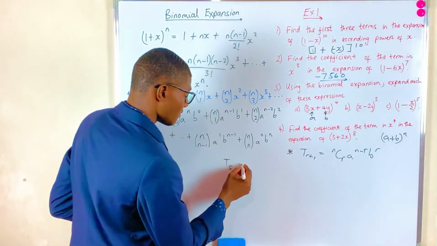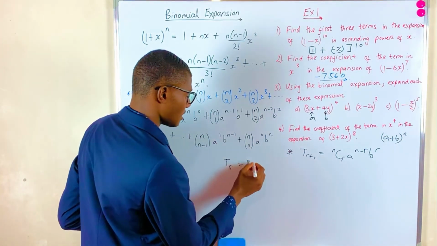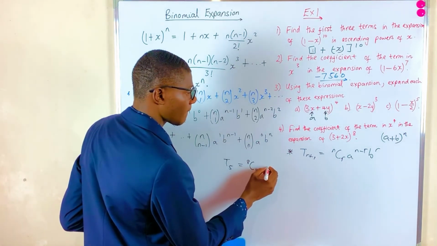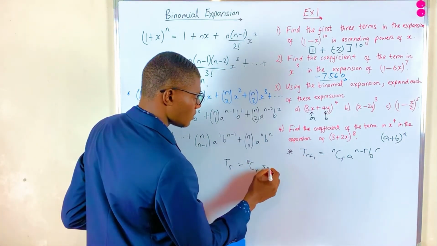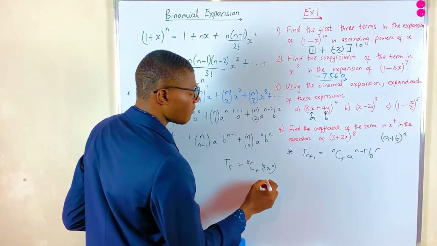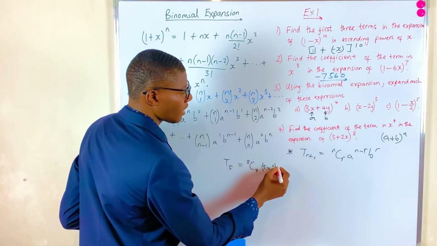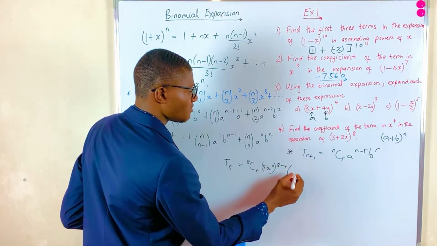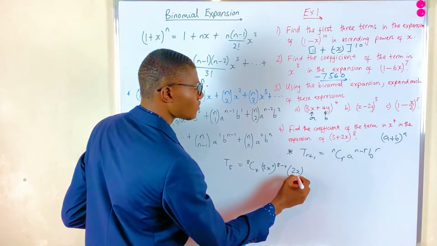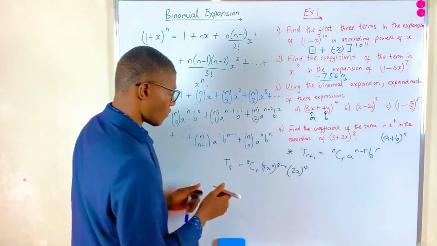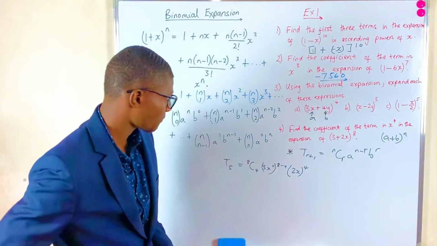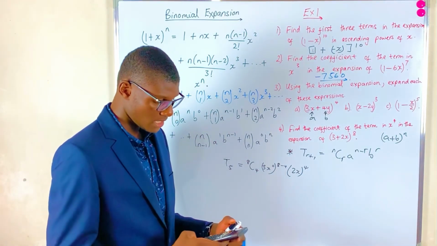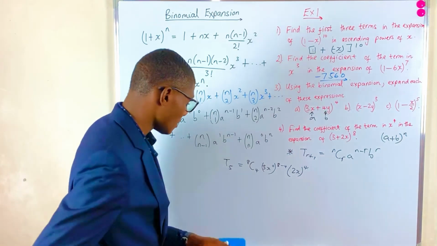So the fifth term is equal to n, which is 8, choose r, choose 4. And then we've got a, our a there is 3, which is of x to the power of 0, multiplied by n minus r, that's 8 minus 4. Then times b, which is 2x to the power of r, which is 4. So now let's do the math. 8 choose 4. In how many ways can we choose 4 from 8? There are 70 ways of doing that. So I'm saying 70.